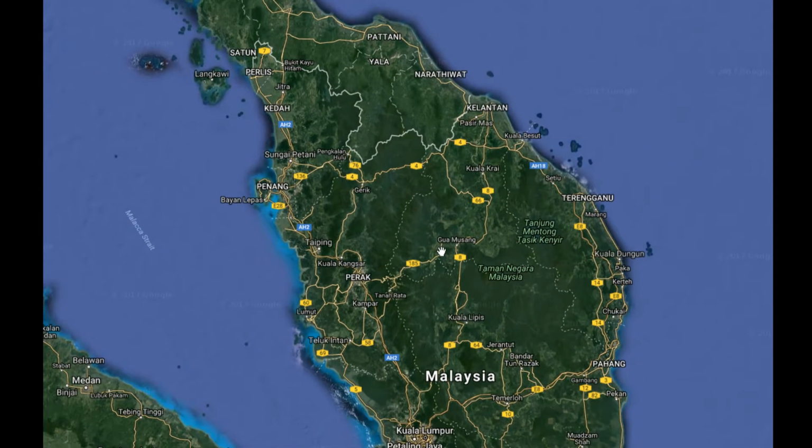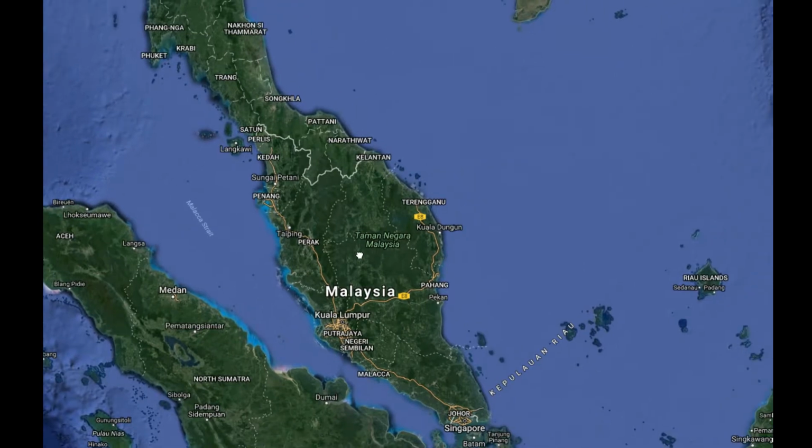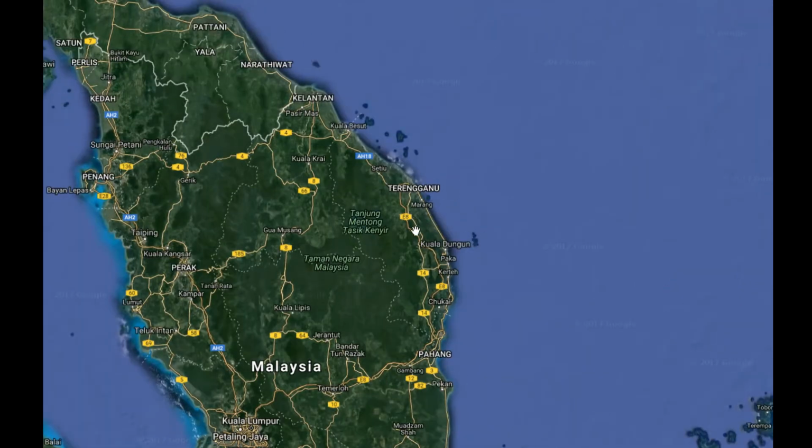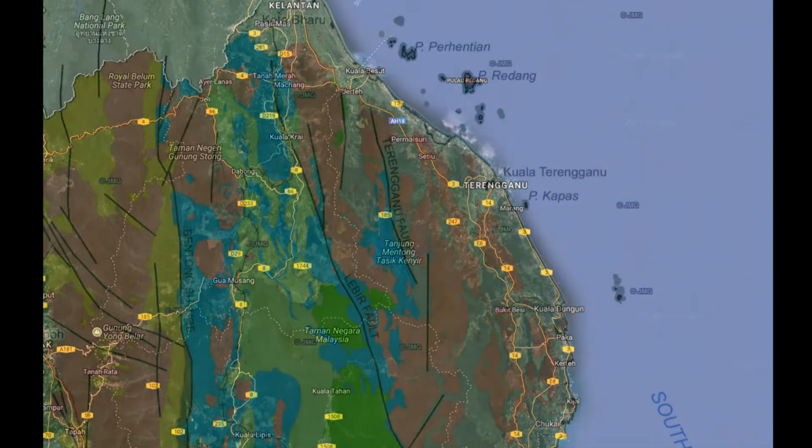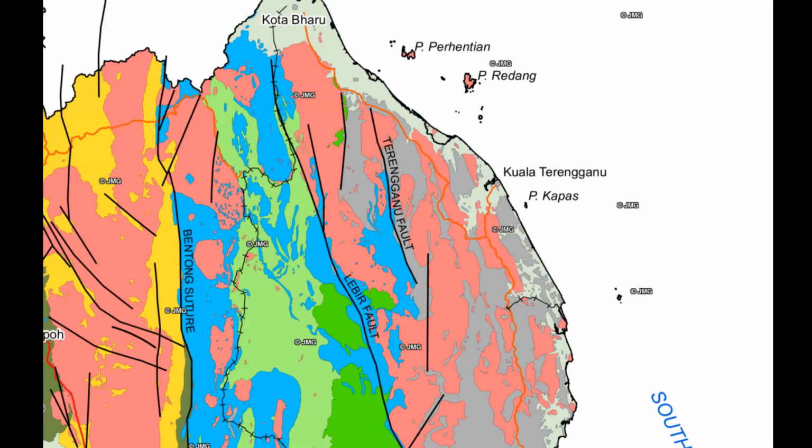Now, we go to the East Coast region that covers Kelantan, Terengganu, and Pahang. This region has two major discontinuity systems of fault line, which are the Terengganu fault line and the Lebir fault line. With the zone area of Carboniferous and Permian-Jurassic, this region is mostly formed of shale and sandstone with local development of limestone and intrusive rock that is mainly granite.